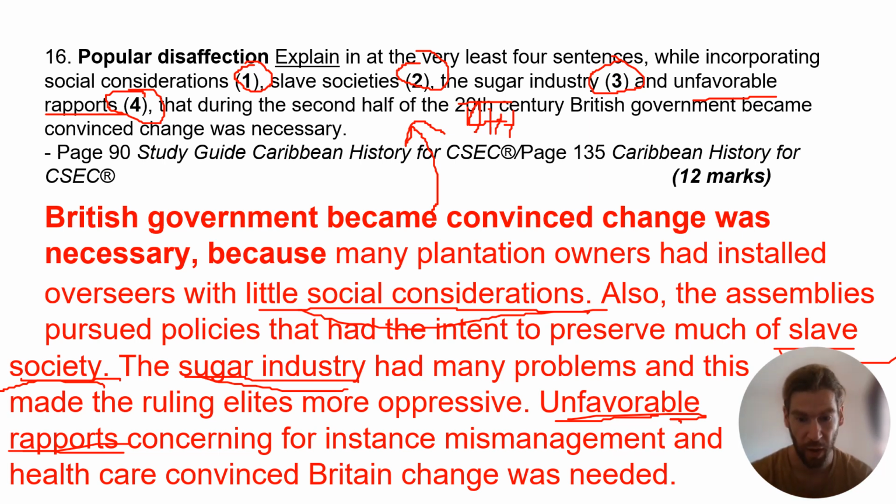And then in the end, also referring back to the question, they all convinced Britain that change was really needed in the Caribbean, and this was the opinion of the British government. So you see in the end, I also refer back to the question. I hope this made clear what the answer should be. Please take note, of course, it should be the 19th century. I will alter that in my PowerPoint just now.